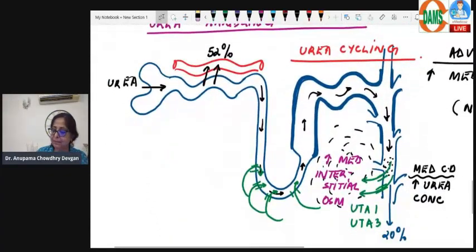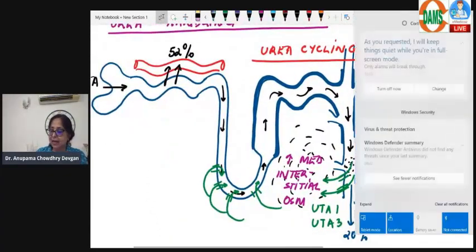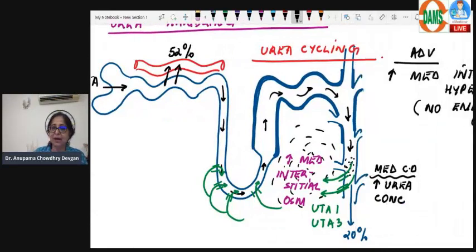Let's see this once again. What happens in urea cycling? By the time the fluid reaches the medullary collecting duct, it is concentrated. There is high urea concentration. Urea moves from collecting duct into the interstitium via urea transporters, examples of facilitated diffusion. This urea will increase the medullary interstitial osmolality. When urea concentration increases in the interstitium, it goes back into the nephron through the descending thin segment.